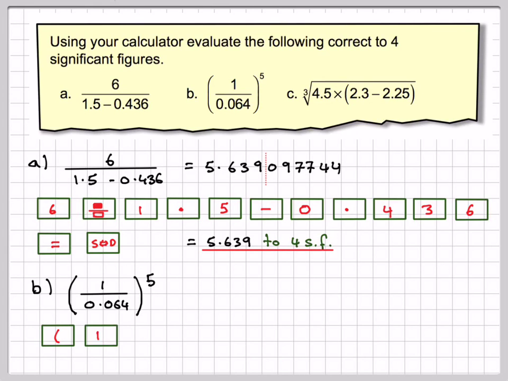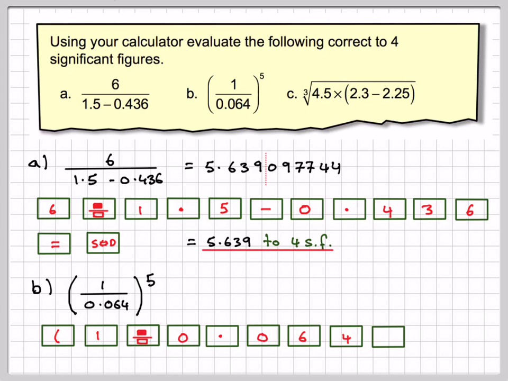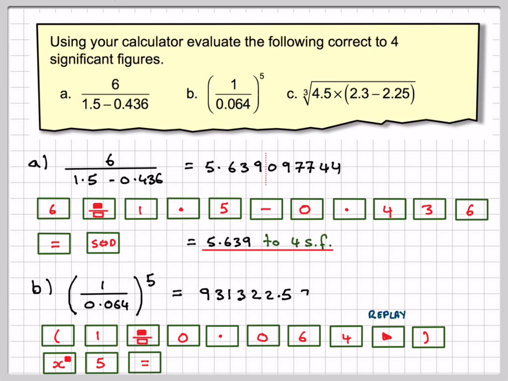So on a calculator, bracket 1 fraction button, 0.064, replay button, that just takes the cursor around the whole thing, the bracket to the power of 5, and then we press equals, and we get the full calculator display, which is 93132.5746. Now we need to round this off to four significant figures, so that's the first, second, third, fourth.